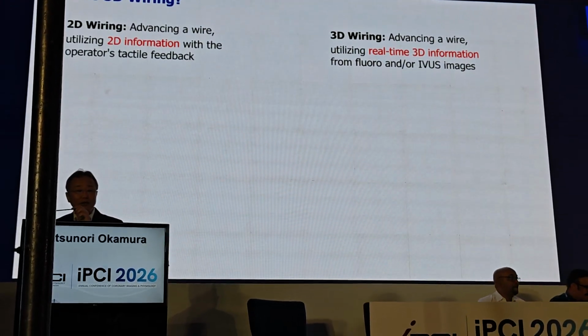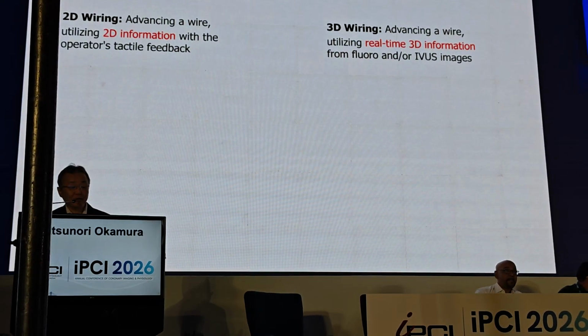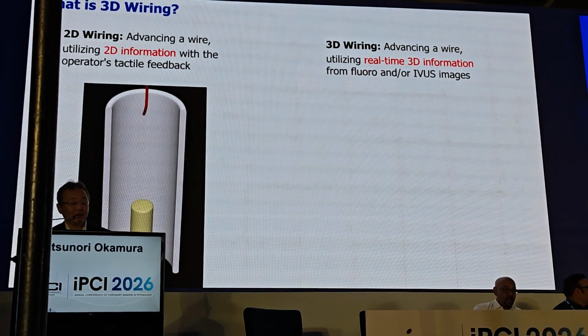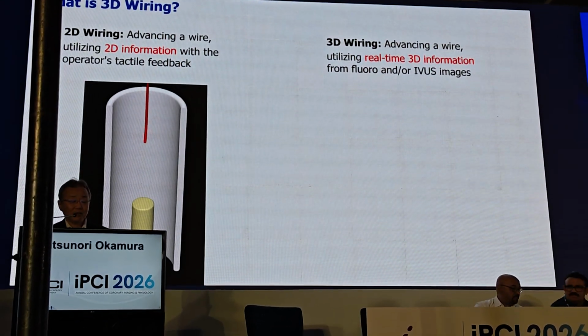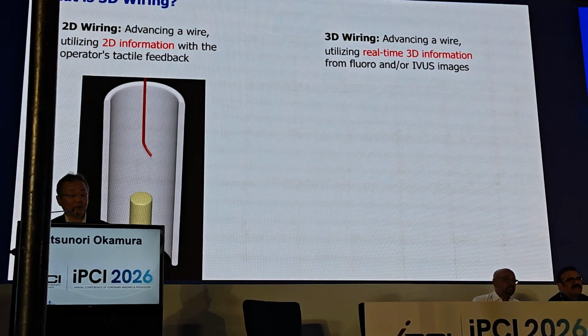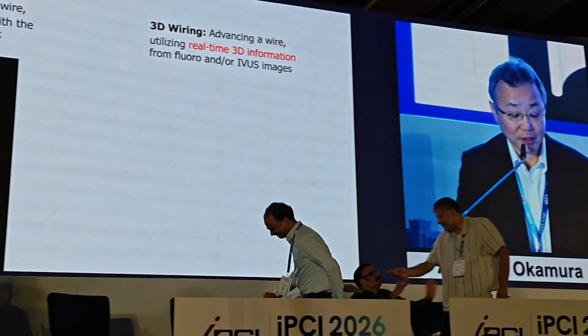What is 3D wiring? 2D wiring is advancing the wire utilizing 2D information with the operator's tactile feedback, like this one. This is usually performed during CTO intervention, like this one. Just try again.